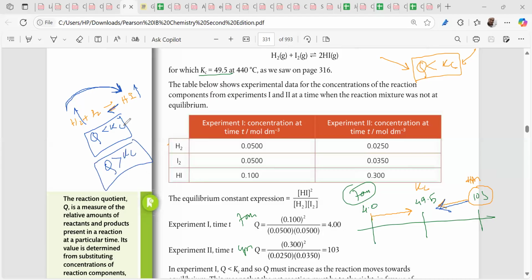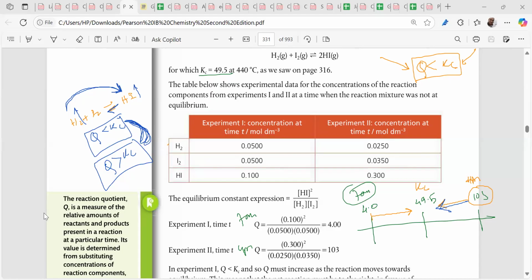You understand this bit. This is a 7 marker question, right? Is this concept clear? Le Chatelier's principle, you don't have to worry. If the reaction is moving in the forward direction, obviously Q will be less than Kc. This bit is very important, I'm telling you. Is it clear? Got it?